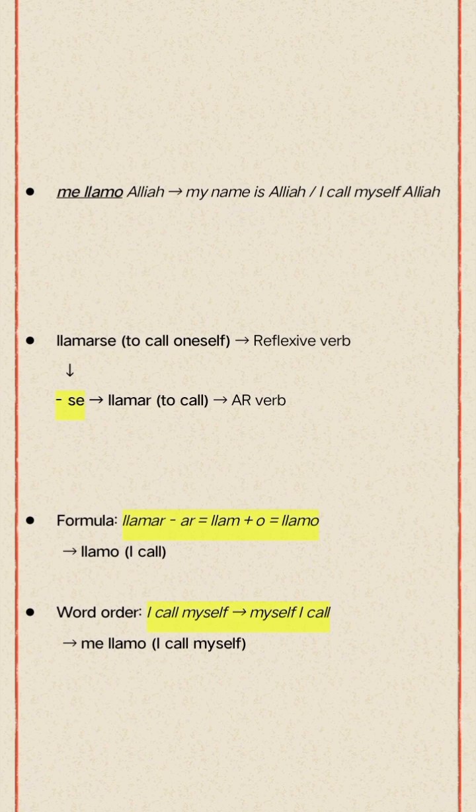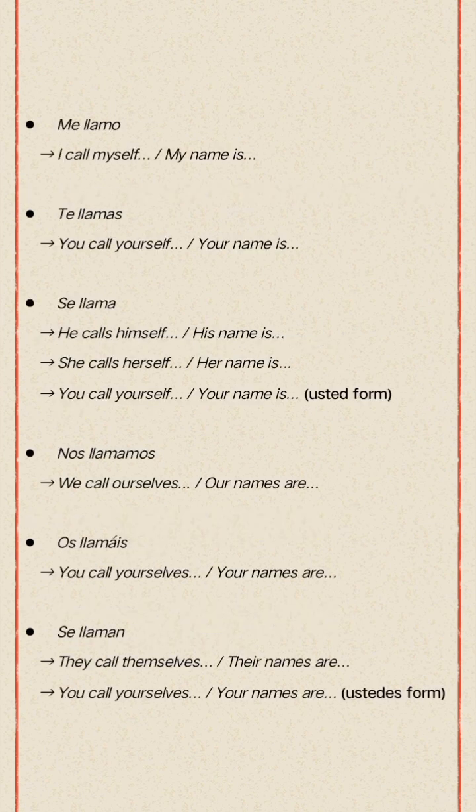Now, to make it reflexive, we add myself, which translates to me. Now, let's recall how we place object pronouns. As we discussed, we place them before the verb. For I call myself, our word order would be, myself I call. Therefore, we have me llamo, which means I call myself. Now, let's conjugate llamarse with all subjects.